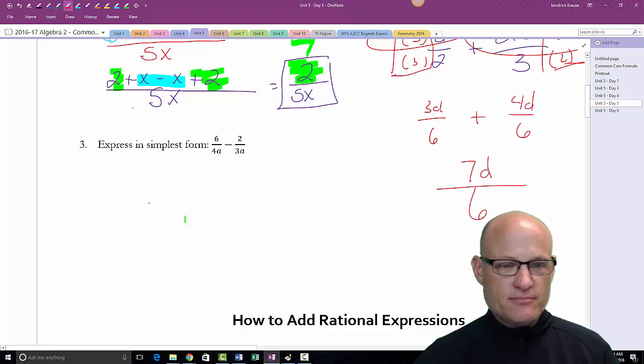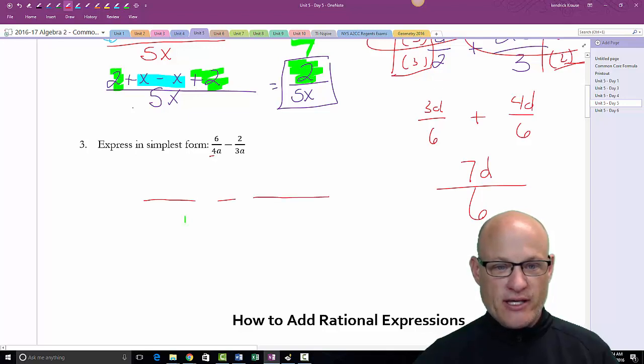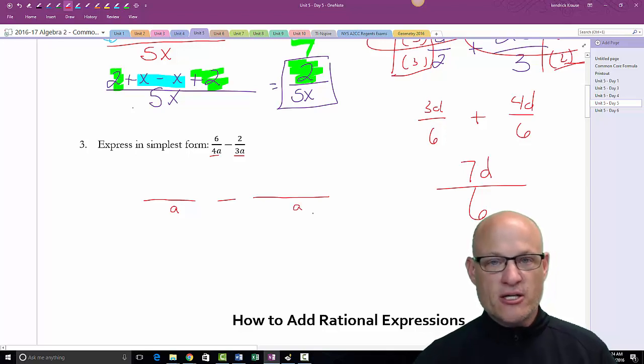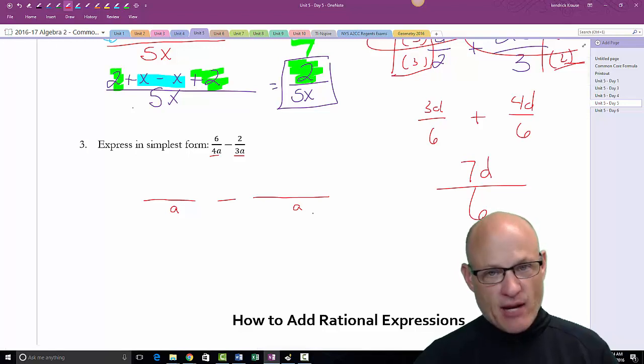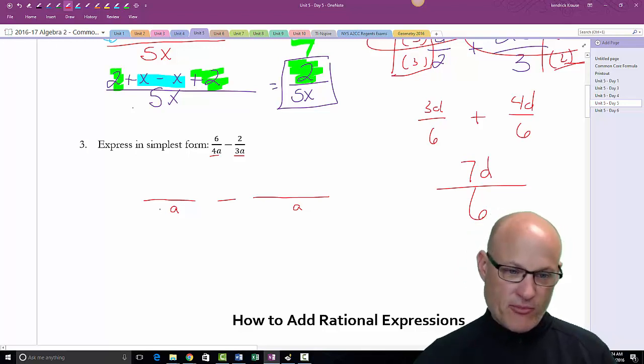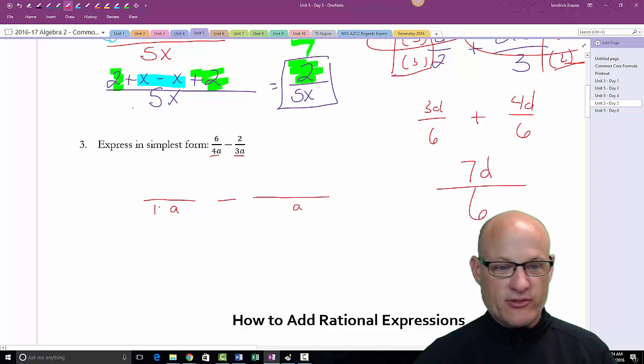So the common denominator here. Let's just take a look. We got 3A and 4A. So what we want to make sure that we do is say, okay, I know that A has to be a part of the common denominator. So I'm just going to take care of that right now. Since they both have an A, A has to be part of the common denominator. Then I'm going to look at the 4 and the 3 and I'll say, okay, the smallest number that they both divide evenly into is 12.